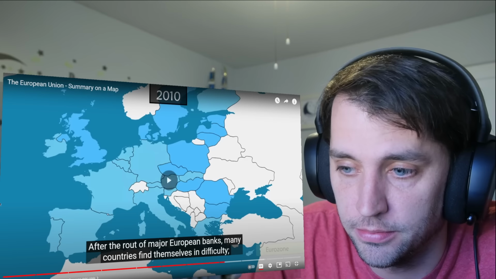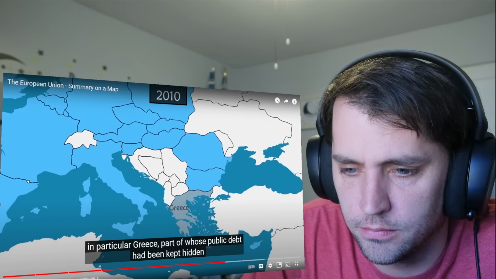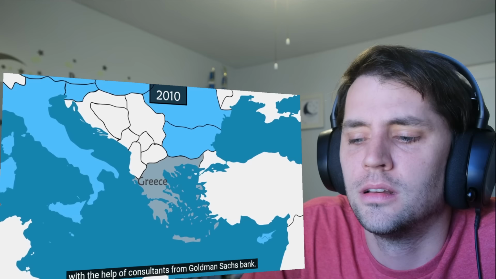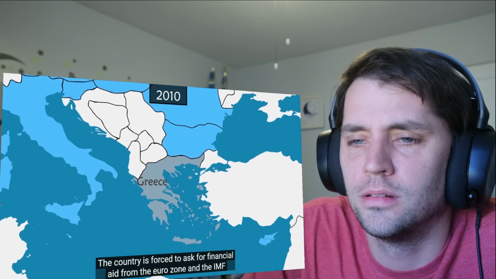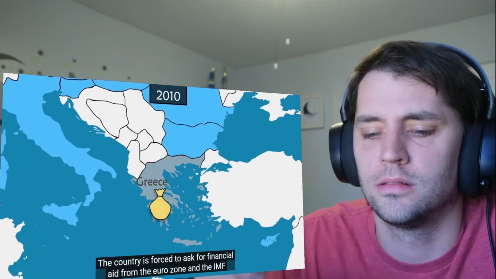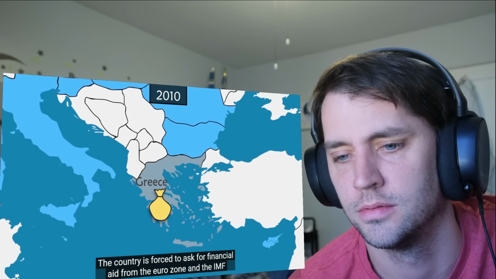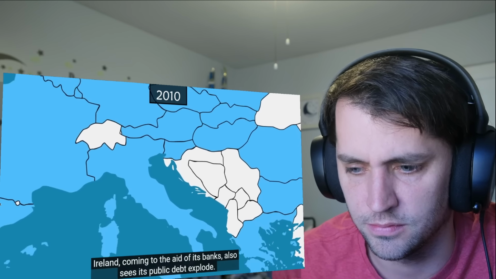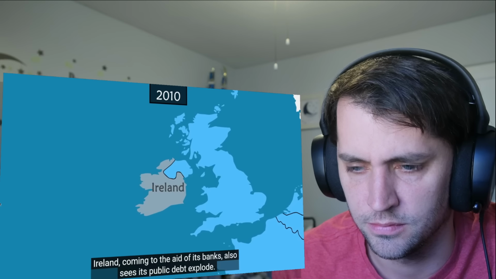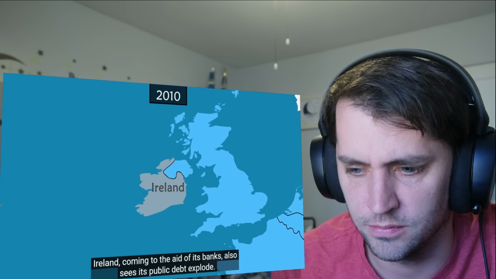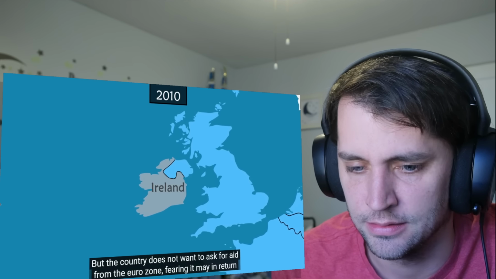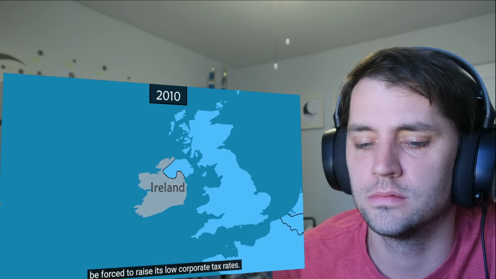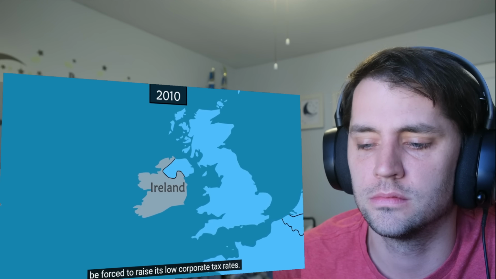In particular, Greece, part of whose public debt has been kept hidden with the help of consultants from the Goldman Sachs Bank. The country is forced to ask for financial aid from the Eurozone and the IMF, in exchange for which it must implement austerity measures. Ireland, coming to the aid of its banks, also sees its public debt explode. But the country does not want to ask for aid from the Eurozone, fearing it may in return be forced to raise its low corporate tax rates.